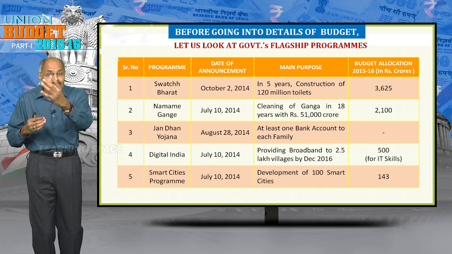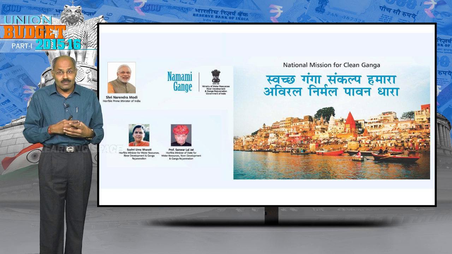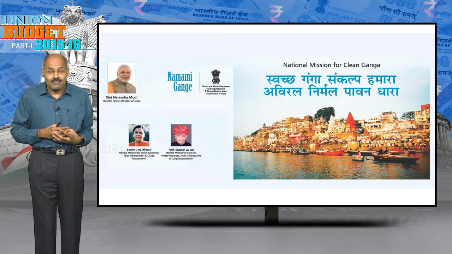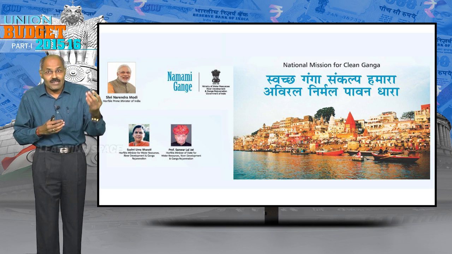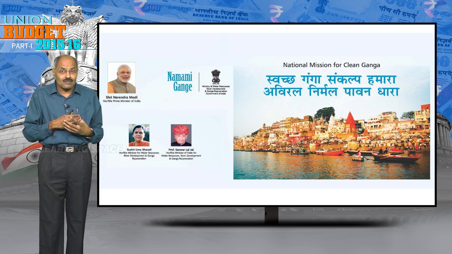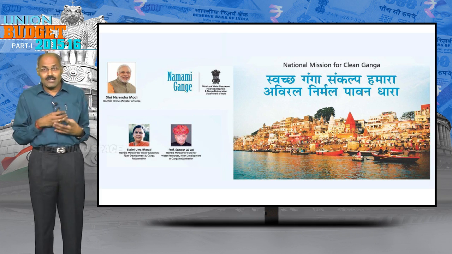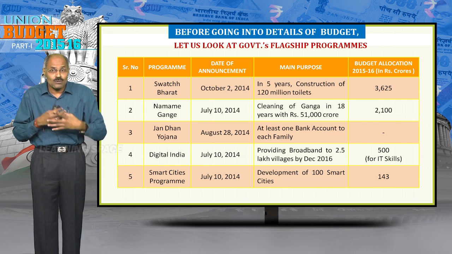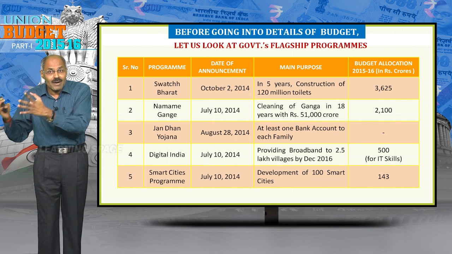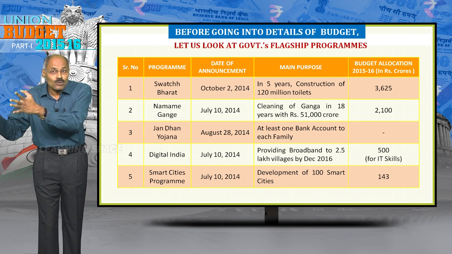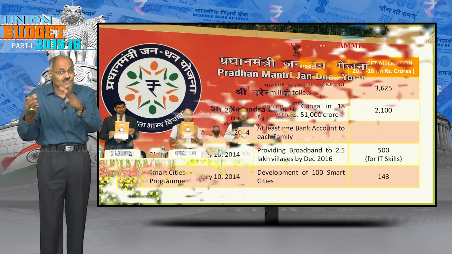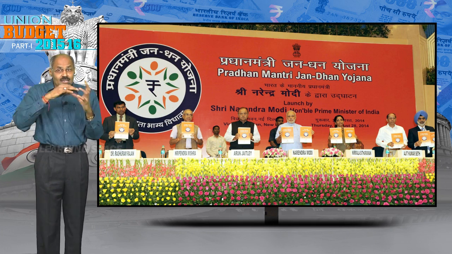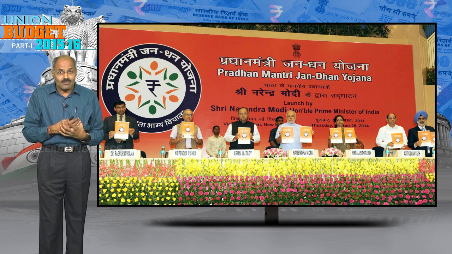Second important program is Namami Gange, for cleaning the Ganga. Government wants to complete this within the next 18 years by spending 51,000 crores of rupees, and for this year's budget, 2,100 crores was allocated. Next is Jan Dhan Yojana, which came into the Guinness Book of World Records.